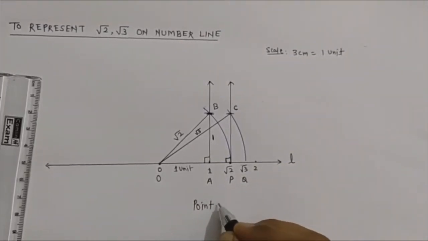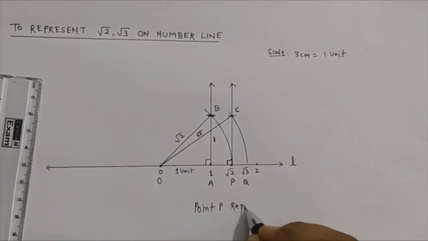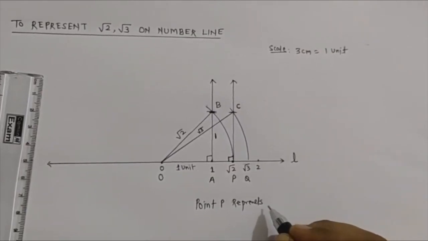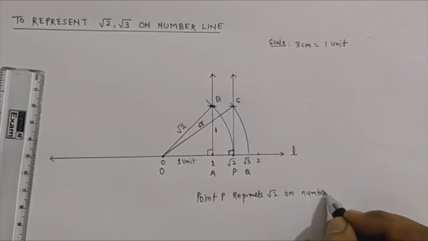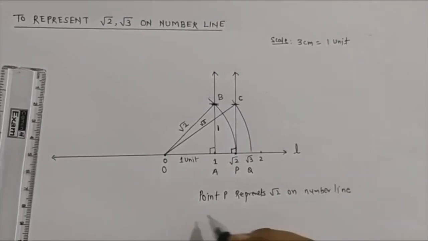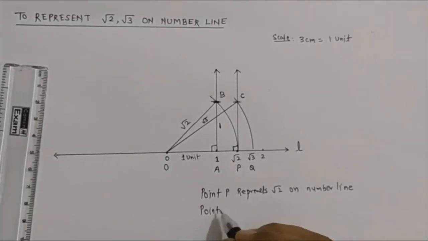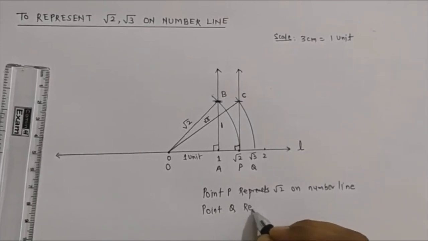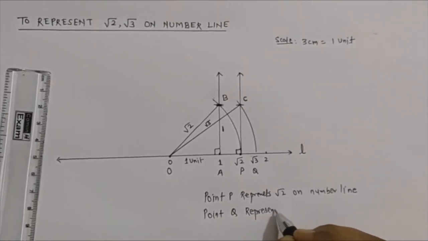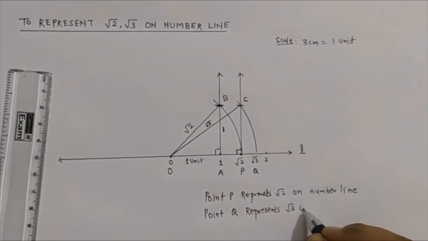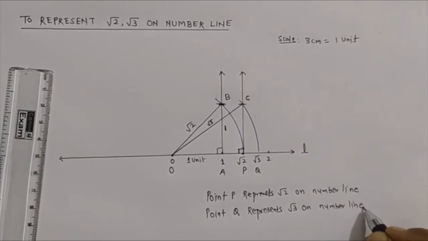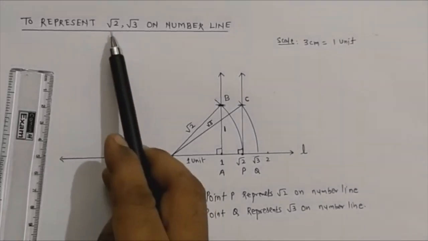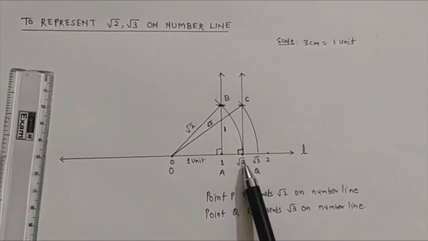Point P represents root 2 on the number line, and point Q represents root 3 on the number line. So this is how we represented root 2 and root 3 on the number line.